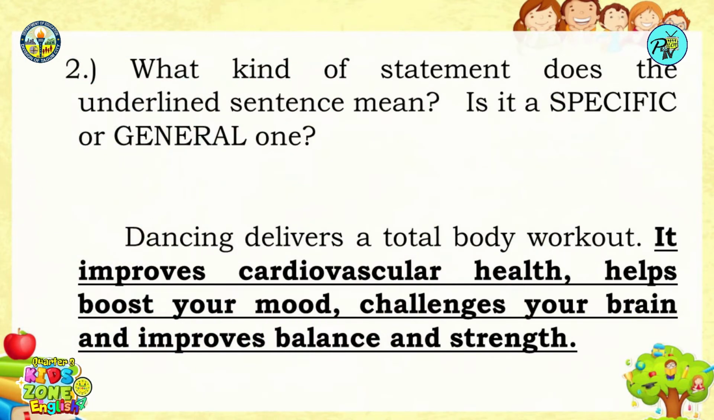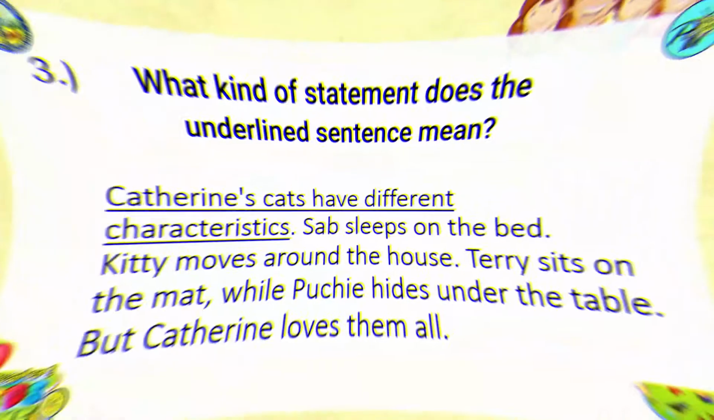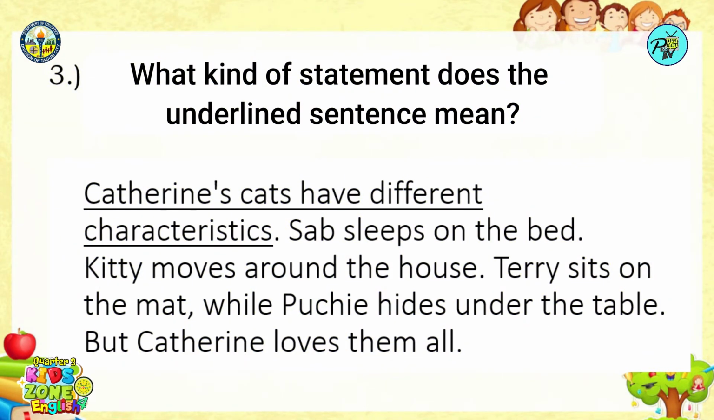Time is up. For number 3, what kind of statement does the underlined sentence mean? Catherine's cats have different characteristics. Sab sleeps on the bed. Kitty moves around the house. Terry sits on the mat, while Poochie hides under the table. But Catherine loves them all.